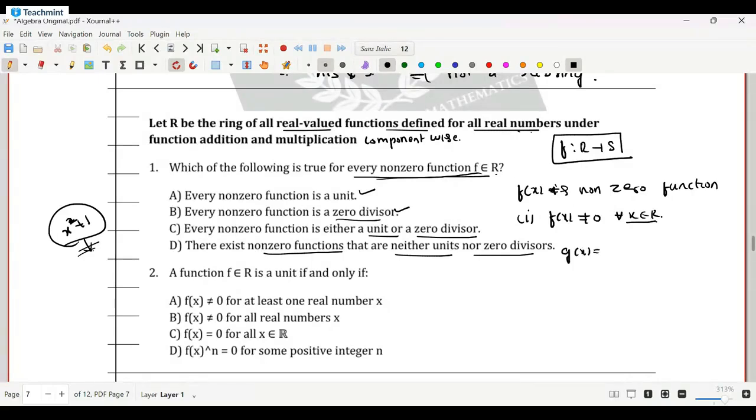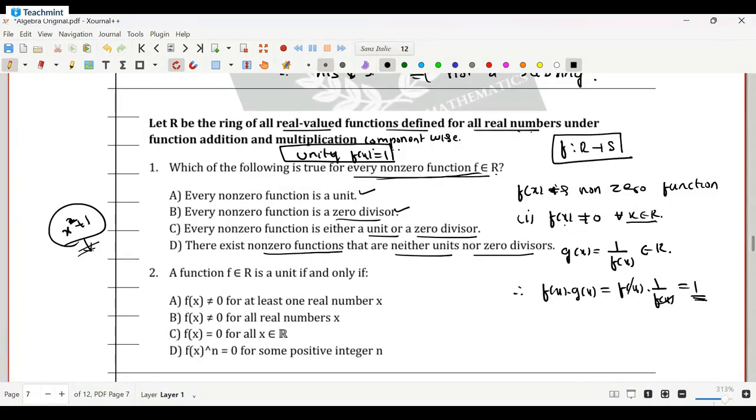In this function ring, what is the identity, sir? Unity. The unity is f of x equal to 1, which is a ring with unity. So g of x equal to 1 by f of x is well defined, right sir? So g of x equal to 1 by f of x also belongs to R. Now compute f of x into g of x, which is equal to f of x into 1 by f of x, getting cancelled, then you will get identity.